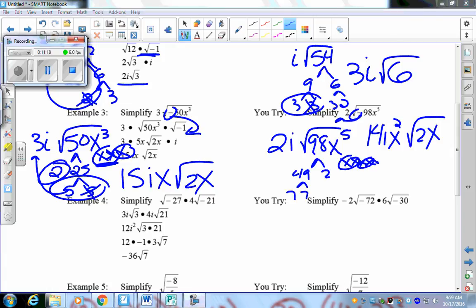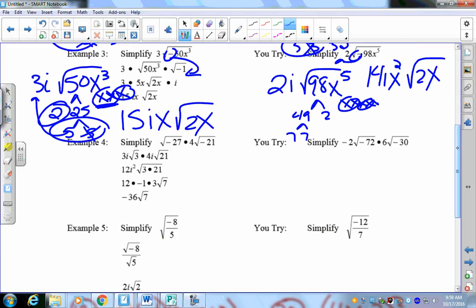All right, and you can see that I went ahead and simplified, took my i out, broke down the 98 and the x to the 5th. All right, and you can see my work from there. All right, example number 4 is now multiplication. So if you think back to our rules for radicals, for multiplication, we can multiply our coefficients, multiply our radicands, and then simplify. Before you do anything, you need to take that i out.